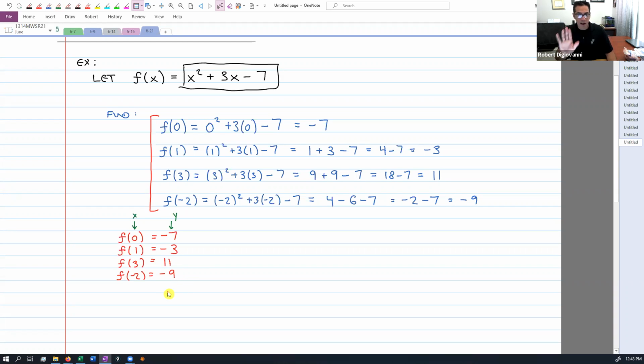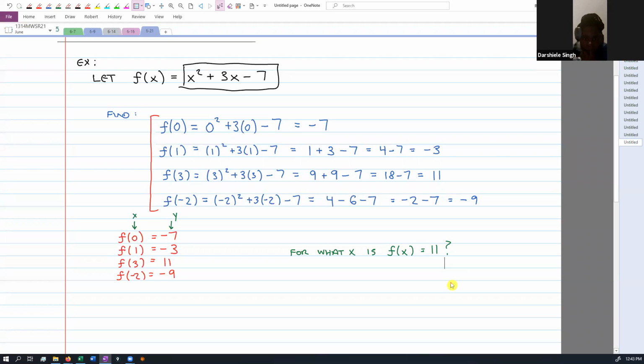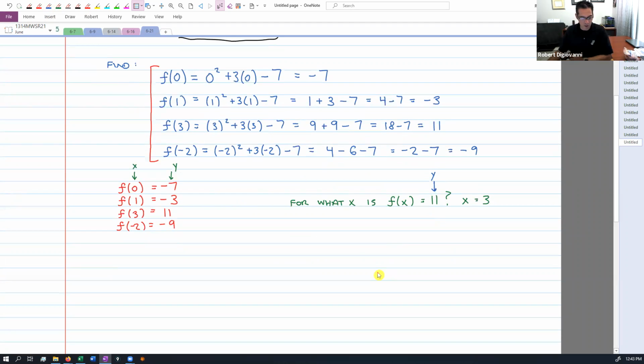So if I were to ask you this question right now, for what x is f of x equal to 11? What's the answer? F of 3. Yeah, x is 3. So when I say for what value of x is f of x equal to 11, I'm asking you to look at the y value, right? And go over here and look at your y values and say, where is it 11 and where did it come from? It came from 3, right? Okay, I just want to point that out because of where we're about to go with this.